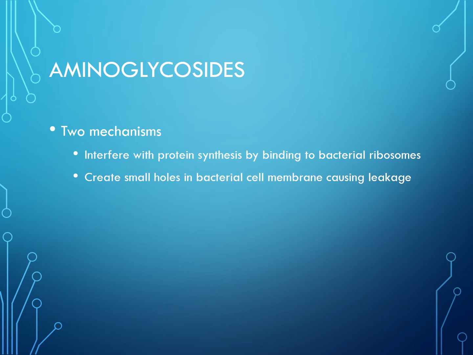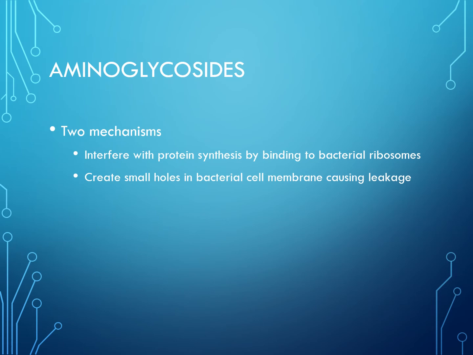Aminoglycosides. So these interfere with protein synthesis by binding to the bacterial ribosome. Then they create small holes in the cell membrane that cause leakage. These are going to be used for short-term treatments of serious infections: respiratory infections, bone and joint infections, meningitis, skin and soft tissue infections, intra-abdominal infections. They do have adverse effects. They're nephrotoxic, ototoxic, so these may be reversible in some cases. Some of them may be permanent.